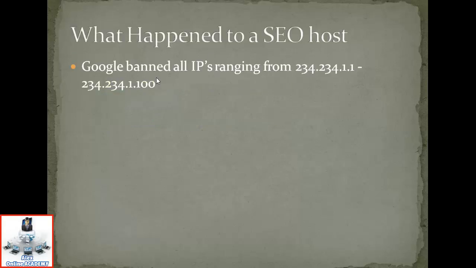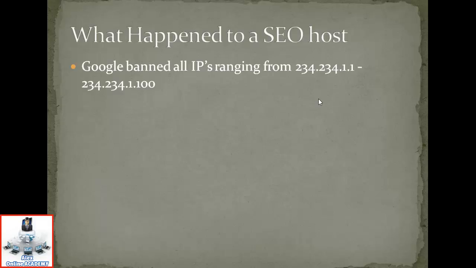Google banned all IPs ranging from 1 to 100. I don't know if this is the exact IP, it's just an example I made up. So Google banned all IPs ranging from 234.1.1 to 1.100. What happened was the SEO hosting company owned all these IP addresses in this range, and Google noticed that a lot of private blog networks were hosted on IP addresses in this range. So they went ahead and penalized all sites that were being hosted on this range of IP addresses.